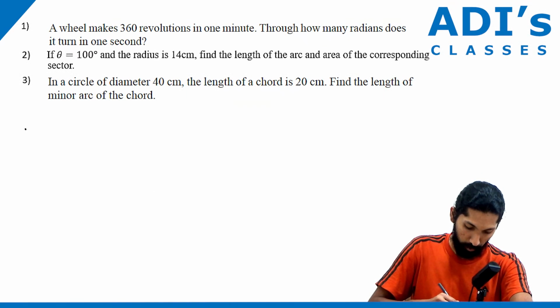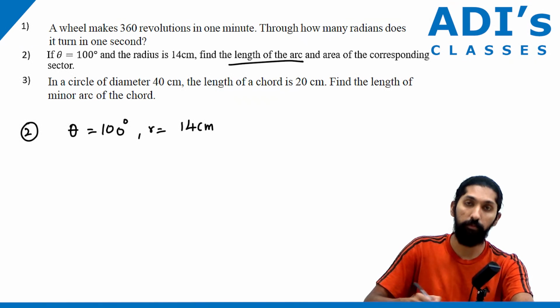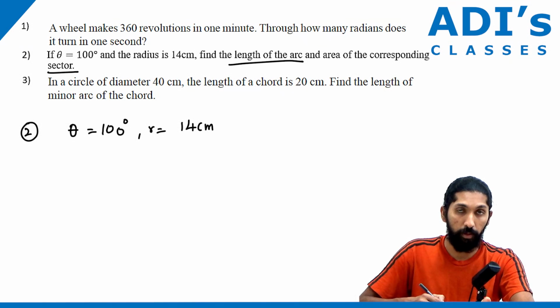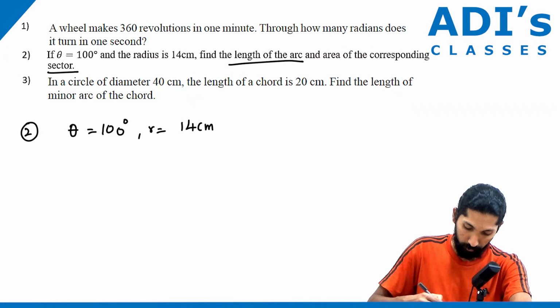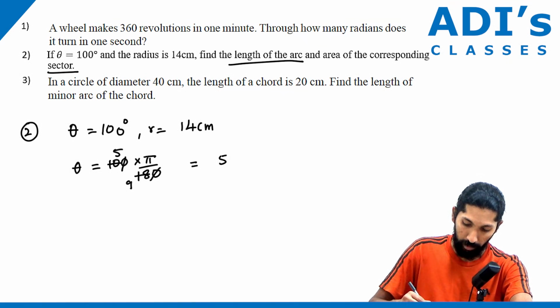See, what do we have? Theta is equal to 100 degree. Radius is 14 centimeter. Find the length of the arc and corresponding area of the sector. Convert that 100 degree into radian. This is the first step. Okay. So what do we do? Theta is equal to 100 into pi by 180. Cancel, cancel. 5 times 9 times. So we have 5 pi by 9 radian.